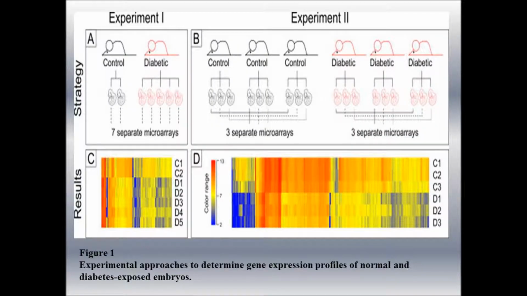Figure 1 shows experimental approaches to determine gene expression profiles of normal and diabetes-exposed embryos. Individual embryo samples were used in Experiment 1 and a pooling strategy was used in Experiment 2. In Experiment 1, expression profiles of 2 control and 5 diabetes-exposed embryos were surveyed. Panels A and B show the 2 independent microarray experiments. Panels C and D show expression profiles where each colored vertical line represents the expression signal for one gene and the row represents individual embryos. Red represents increased expression, blue reflects decreased expression, and intermediate colors represent minor changes. These graphic representations show that expression profiles for embryos exposed to maternal diabetes differ considerably from control unexposed embryo profiles.